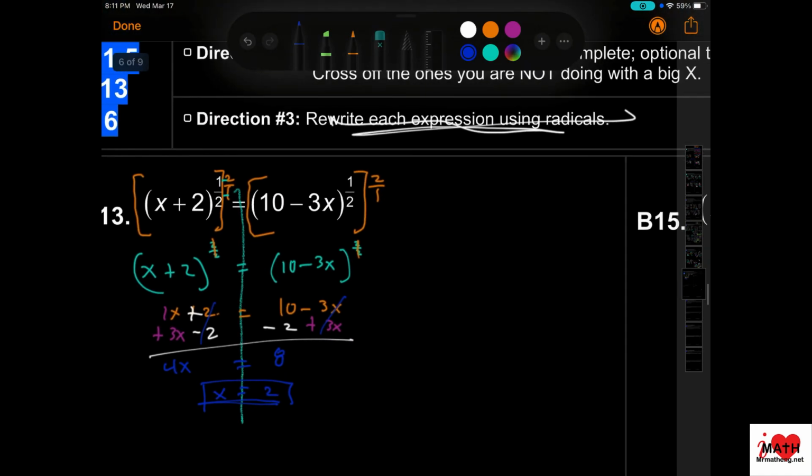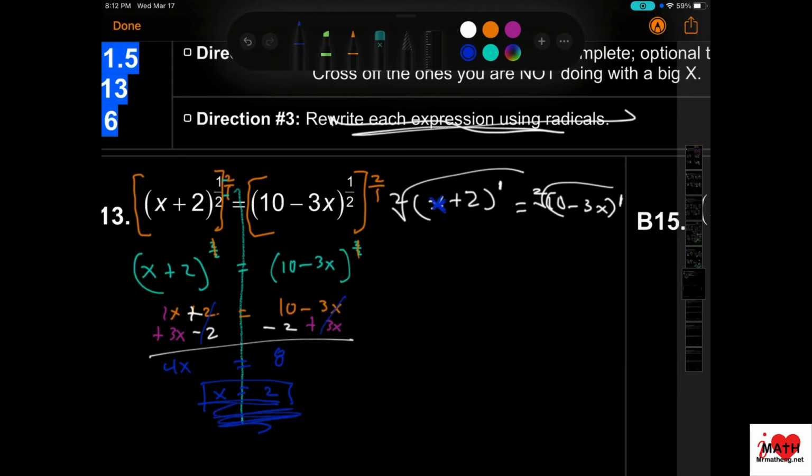All right, let's go ahead and check our answer. Remember, the 1/2 is the same thing as the radical here. And same thing over here, right? This is to the first power, and the index would be 2. So we said that x is going to be 2 based off what we found down here, right?